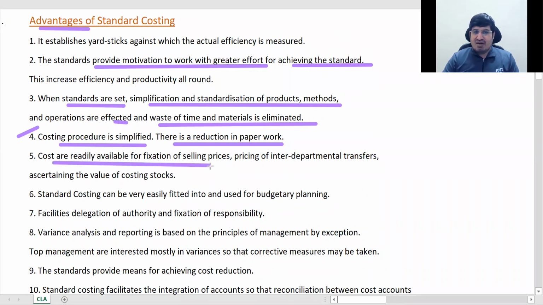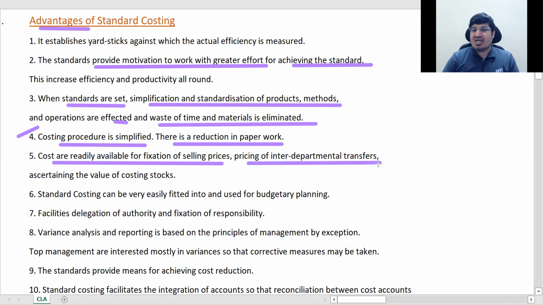Cost is readily available for fixation of selling price. Because you are using standard costing, you have a readily available cost, whether you want to fix selling price or you want to see whether something is applicable or not applicable. Any decision you want to take.